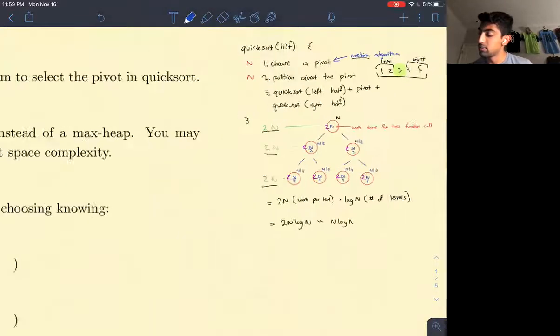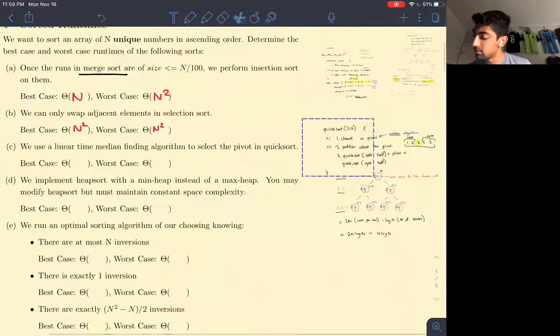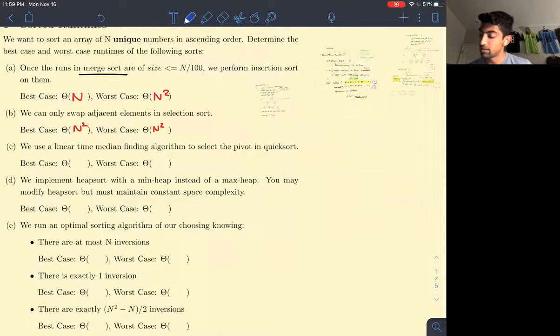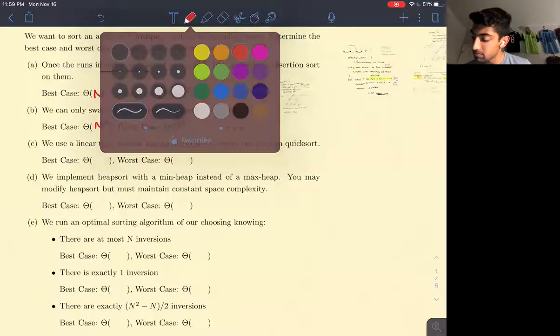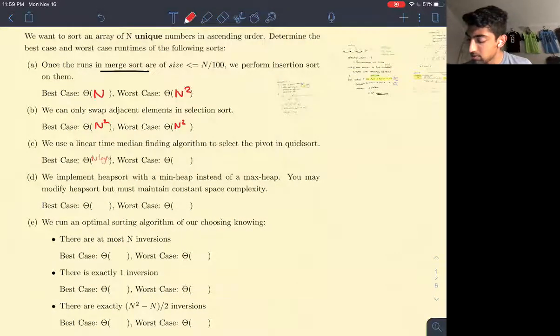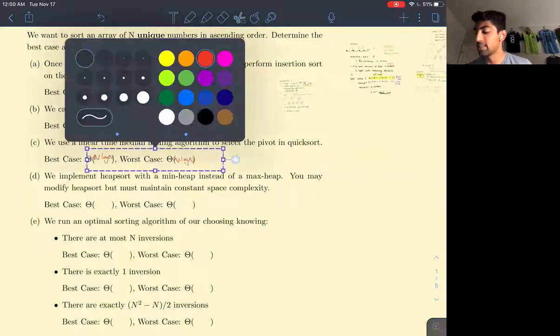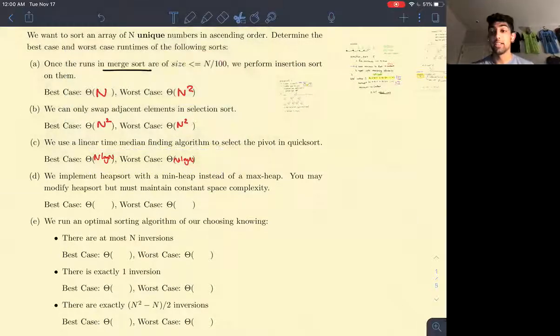So for this one, it's n log n. And we know it's the best and the worst case because it always takes the same amount of time. If we have a median finding algorithm, it'll always take the same amount of time because there's no ambiguity about the pivot we choose.